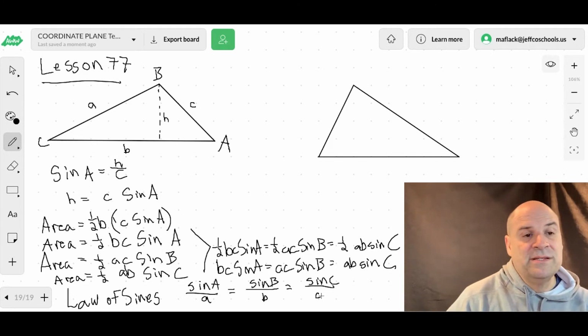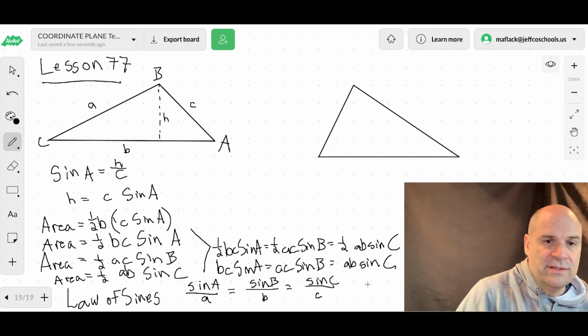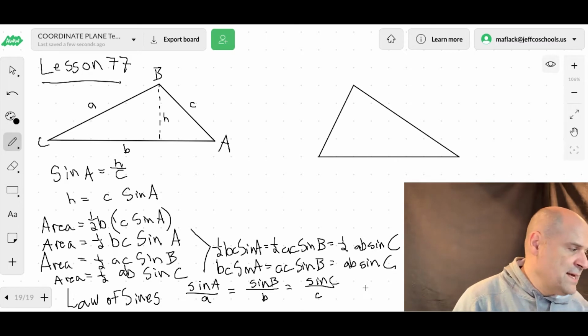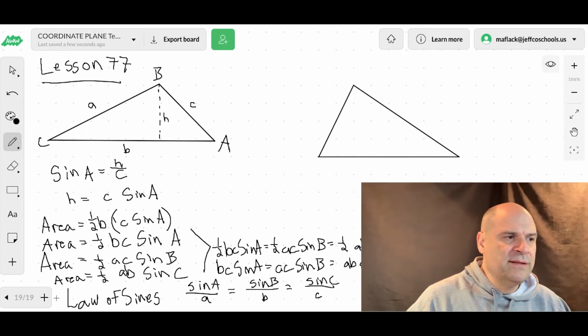Now this is a little bit easier to remember than all this stuff right here, okay? So sine of the capital A, or sine of angle A, divided by its opposite side, lowercase a, equals sine of B over b, sine of C over c. So this is the law of sines. So you can use this to find missing components of a triangle, okay? And that's what you did in lesson 71. So you can practice those by just applying the law of sines. Let's do one and then we'll come back to this.